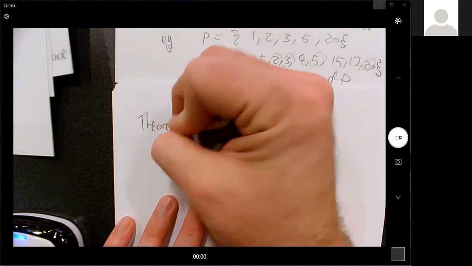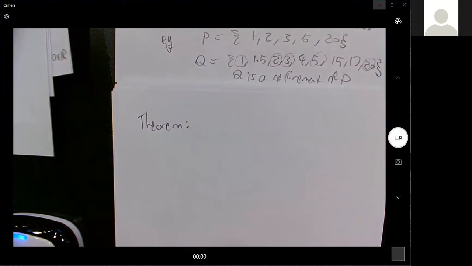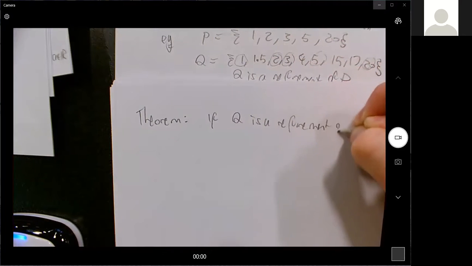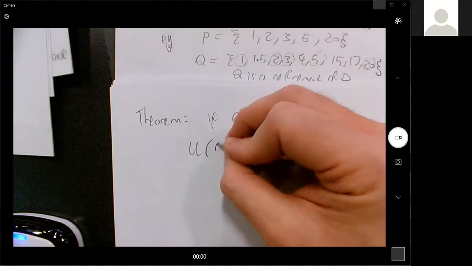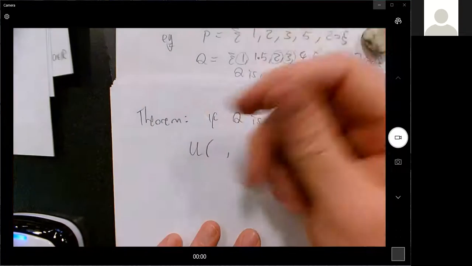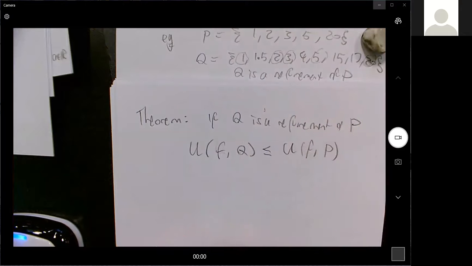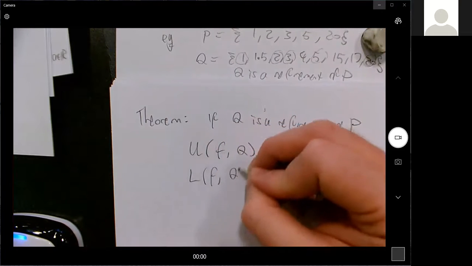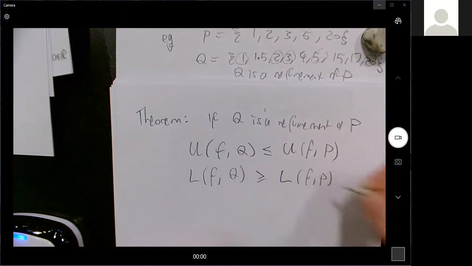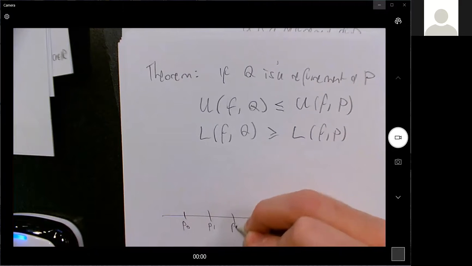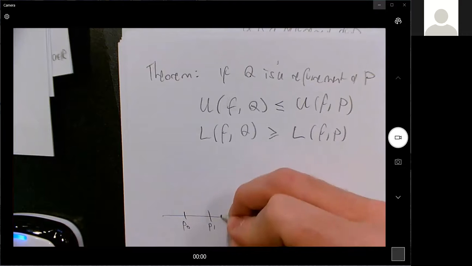So there's a theorem that says that for a probably continuous function, maybe integrable, maybe every function, I'm not sure, that if Q is a refinement of P, then the upper sum of the function on Q can only be smaller than the one on P. And the lower sum of the function on Q can only be bigger than the one for P. That sounds right to me, because here's P. I'm just going to call them P0 and P1, and then there's some extra Q's in the middle.